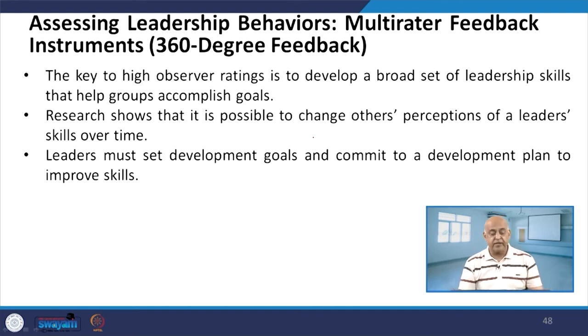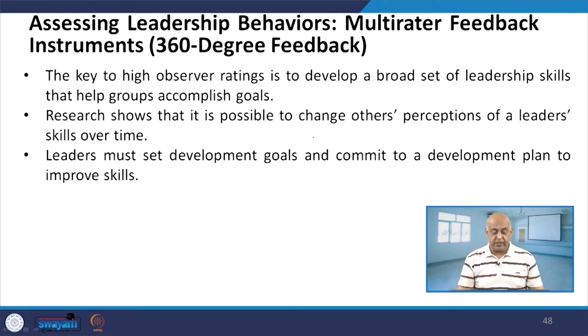The key to a high observer rating is to develop a broad set of leadership skills, which helps the group accomplish its goals. Leadership skills have a broad set of dimensions on the basis of which you take the responses, and therefore you will have a clear overall scenario about that particular personality, whether he has those behavioral skills or not.